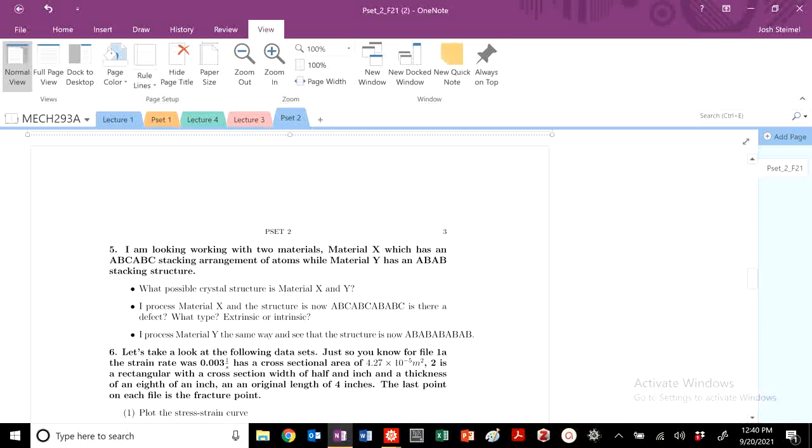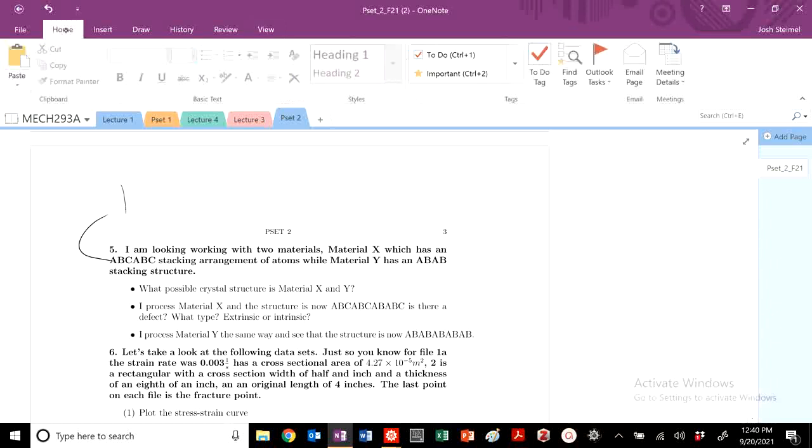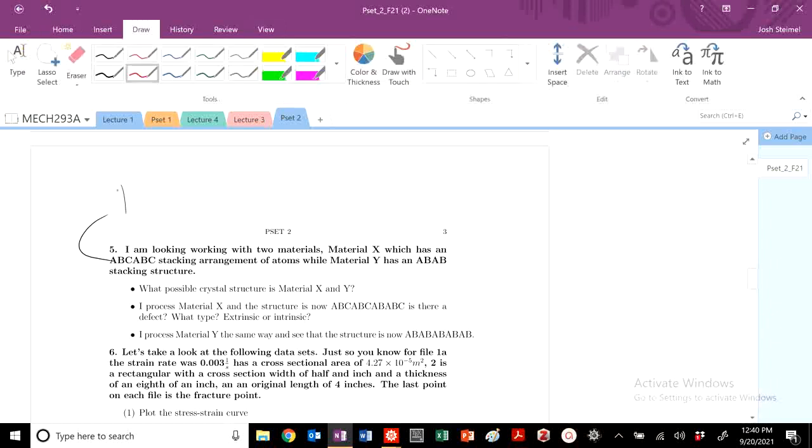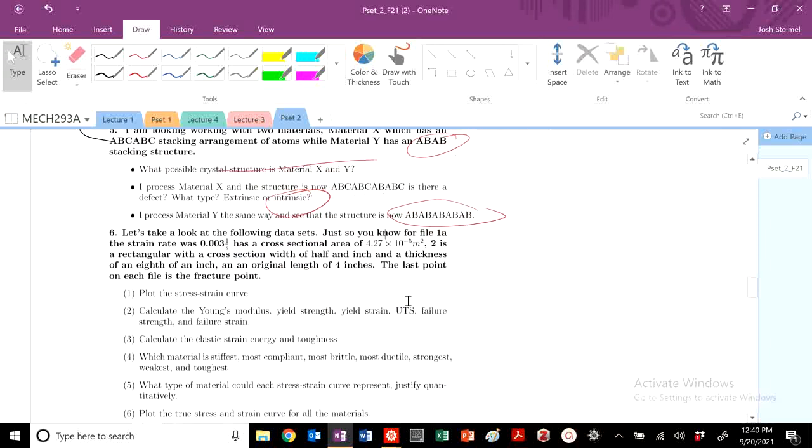Material X has a stacking of ABC. So I know that is what type of material? You guessed it, FCC. What about ABA? That is going to be HCP. So we've got the crystal structures. So ABC, ABC, and then AB. So there's one that's missing. So that is an intrinsic stacking fault defect.